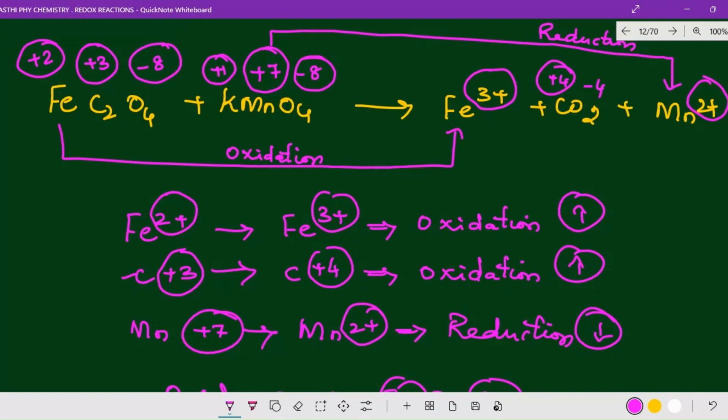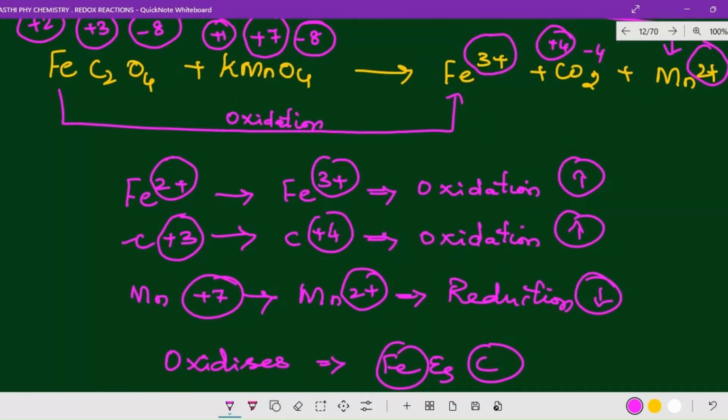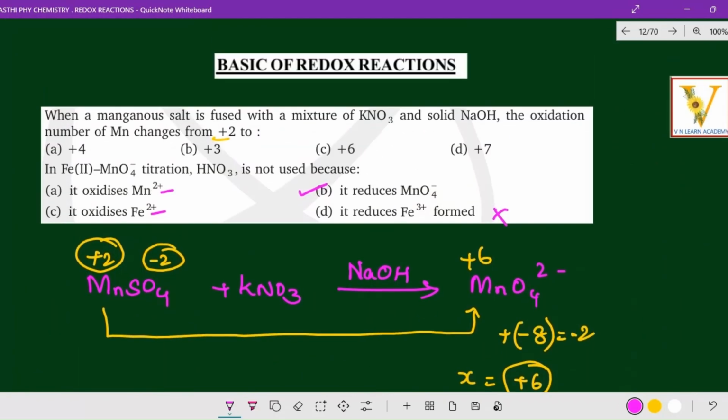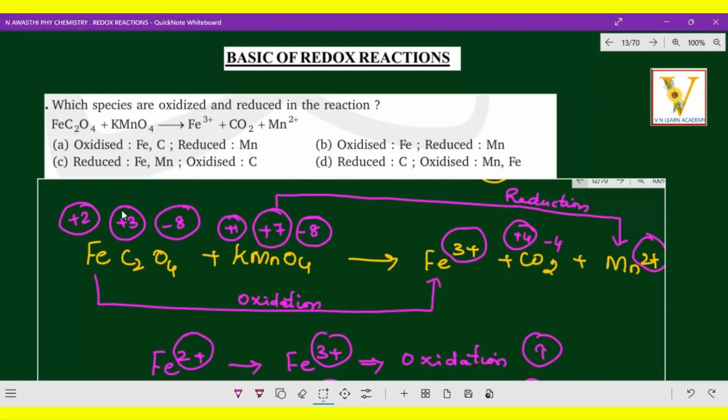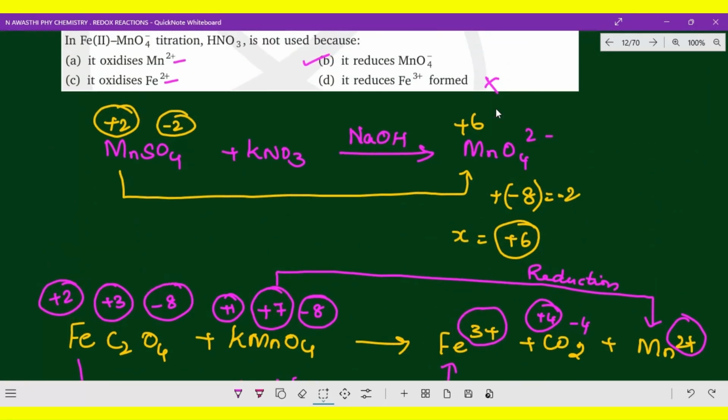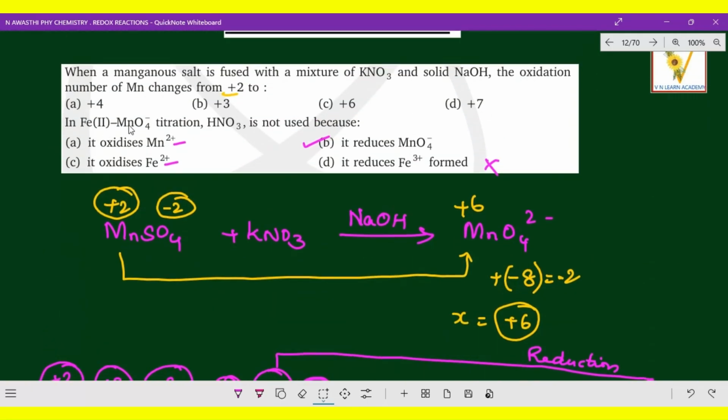Hope you got the clarity. Come on, let's go to the next question. I hope all these points are helpful for you to remember the main concept. Next question. Again, this question repeats directly the last question we mentioned at this point. In the question about MnO4 minus titration with HNO3 not being used, it is a general question, and they indirectly mention which is reduced and which is oxidized.